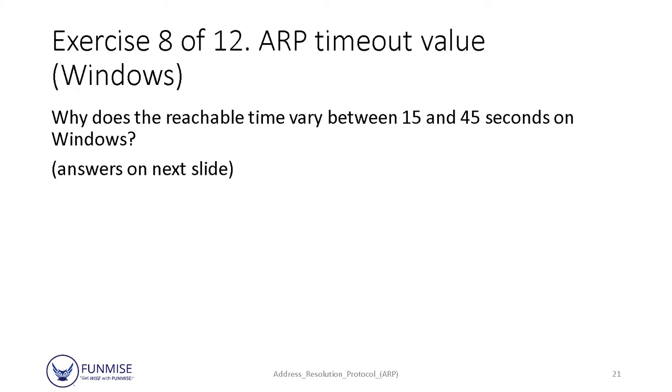Exercise 8 of 12. ARP timeout value. Why does the reachable time vary between 15 and 45 seconds on Windows?